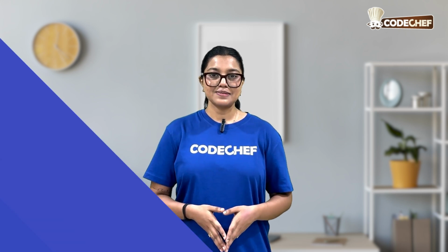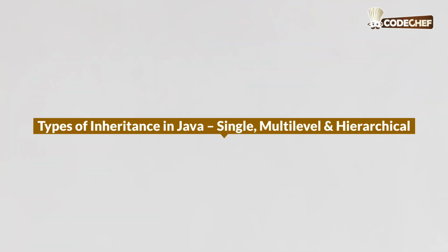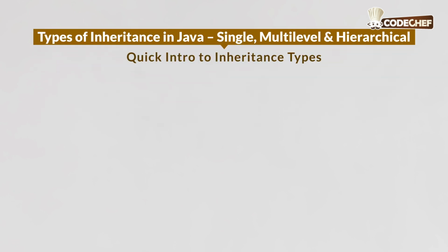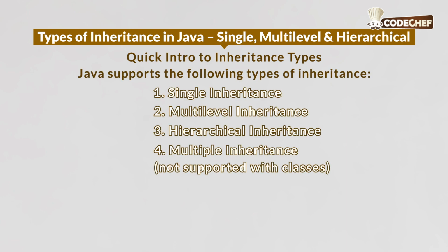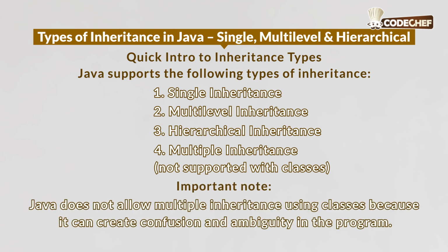So let's get started. Types of inheritance in Java: single, multi-level and hierarchical. So let's get into a quick intro to inheritance types. Java supports the following types of inheritance: single inheritance, multi-level inheritance, hierarchical inheritance, and multiple inheritance. An important thing to remember is Java does not allow multiple inheritance using classes because it can create confusion and ambiguity in the program. Now let's understand each type one by one.